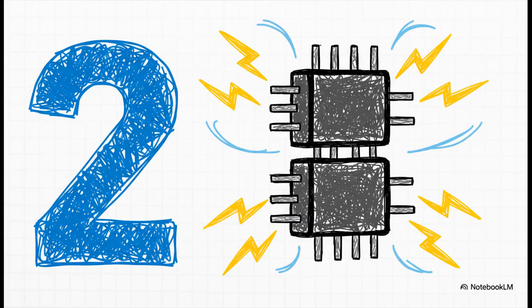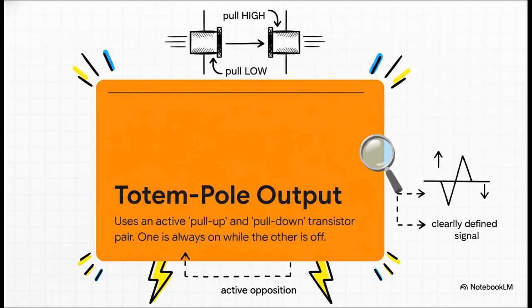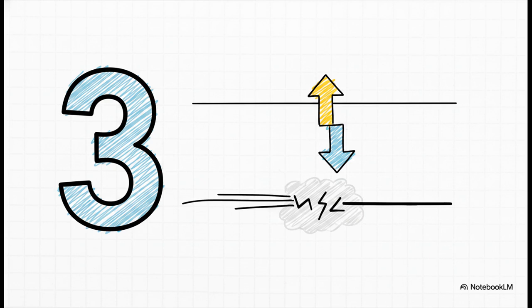Okay. Next up is the fan favorite, pretty much the heavyweight champion of TTL outputs. This is the one you're going to see most often, the totem pole. The totem pole is all about performance. We're talking speed and power. It uses two transistors stacked right on top of each other, just like, well, a totem pole. The top transistor's job is to actively pull the output high. The bottom one's job is to actively pull it low. They work as a perfect team, always in opposition, making sure you get a strong, fast, and super clear signal every single time. And finally, that brings us to our third contender.